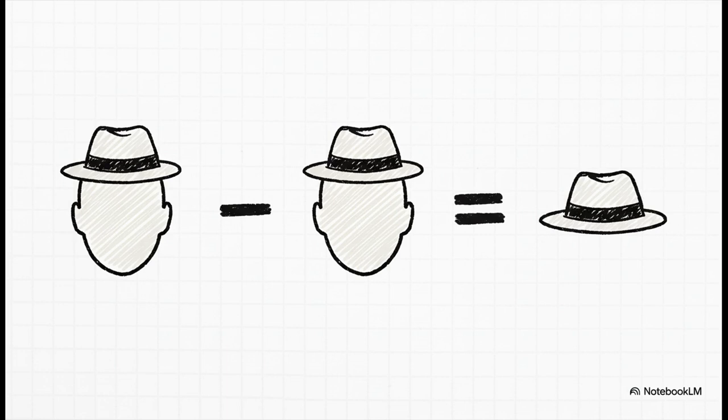And this is where it gets absolutely mind-bending. Because these concepts are now just points on a map, you can do math with them. If you take the vector for a picture of you wearing a hat, and then you subtract the vector for you without a hat, the vector you're left with points right at the pure concept of a hat. It's like the AI has learned the visual algebra of our world.